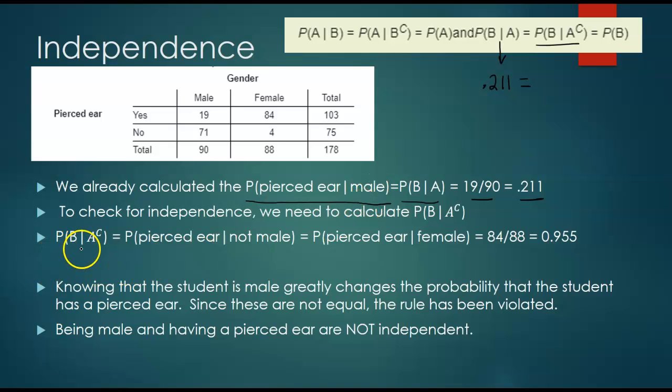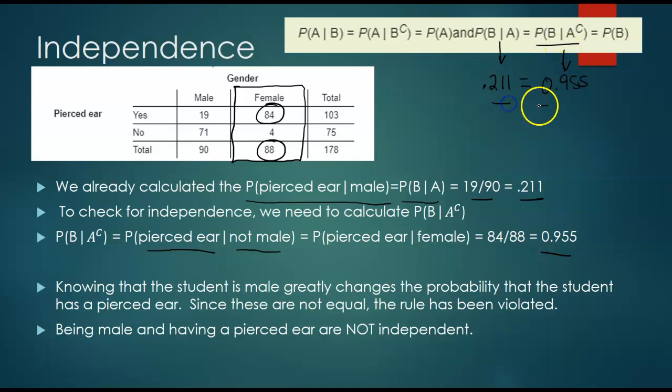So the probability of B given A complement is the probability that a student has a pierced ear given that they are not male. We are being given something, so we need to change our denominator. We are given that they are not male, which means we are only looking at our female column. Now, I want to look at the probability that they have a pierced ear given that they are female. Well, there are 84 people with a pierced ear and 88 that are total female. So we do 84 divided by 88, which is 0.955.